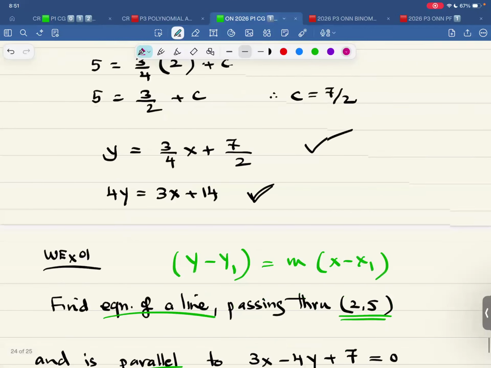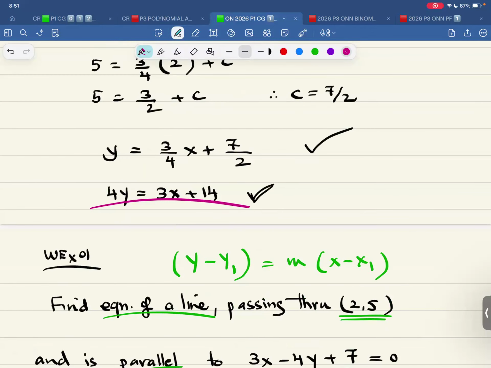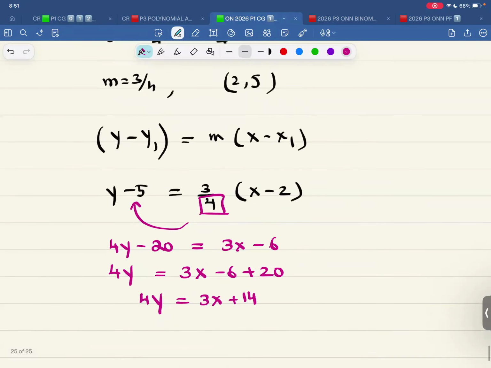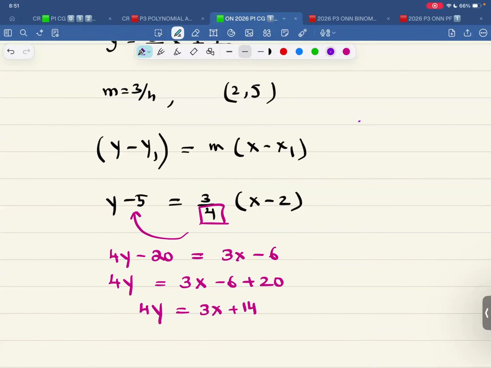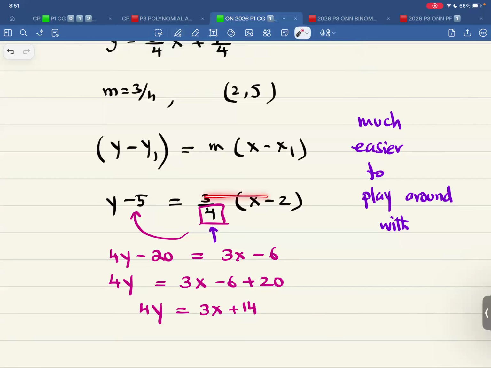Is this the answer? Yes, this is exactly the answer. Got the idea? I personally prefer this way. This is much easier to play around with because I can easily cross multiply. Yes, if I want to torture myself, I will open it up with a fraction, but I won't. I will write it like this.